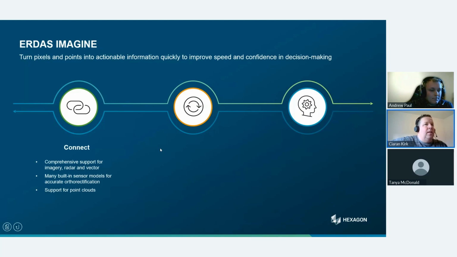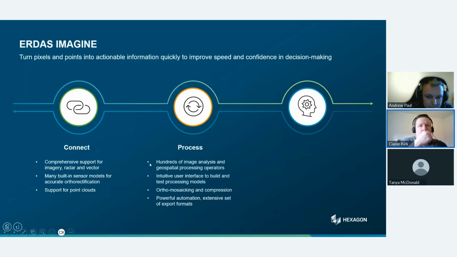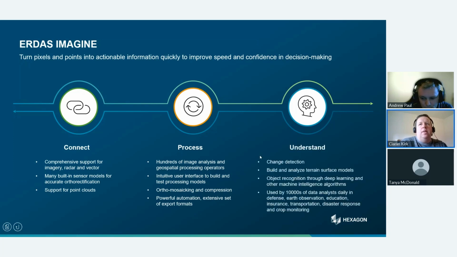It has many built-in sensor models, and it has support for point clouds. It can process hundreds of images and has an intuitive user interface to build and test models, and you can do auto mosaicing and compression, and then you can extract that data out to other formats. And with Imagine, you can understand change detection, build train models, and do object recognition through deep learning and other machine algorithms.